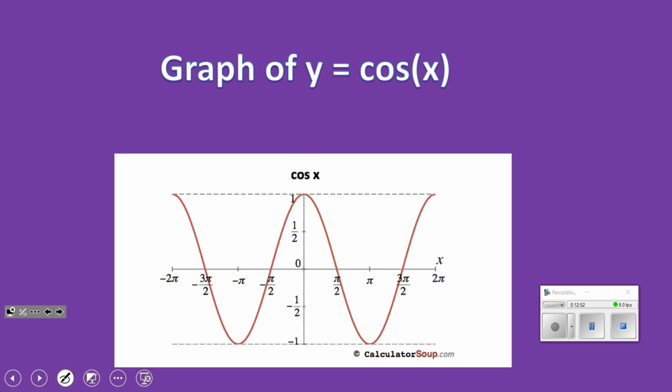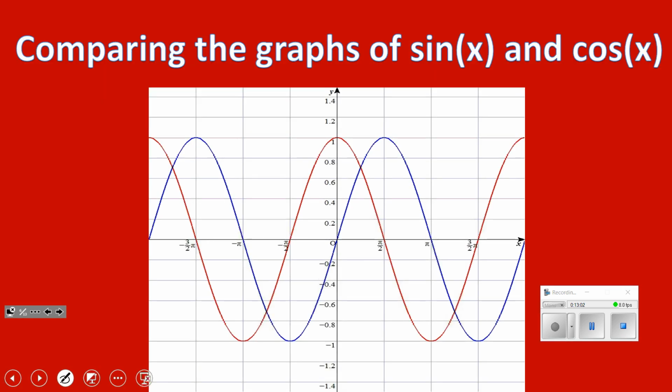Notice they used different points. They used pi over 2 and pi and 3 pi over 2. I went ahead and did all the 30s so you could actually see the actual curvature of it. But if we compare the two, sine and cosine, that's the difference in them. Notice cosines start at 1 and then go all the way down and come all the way back up.